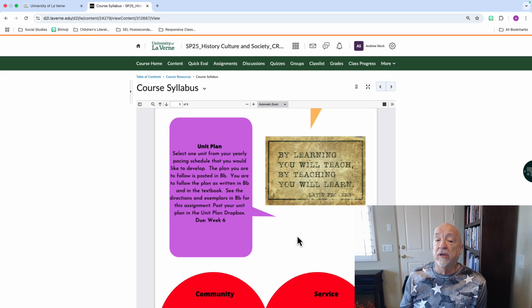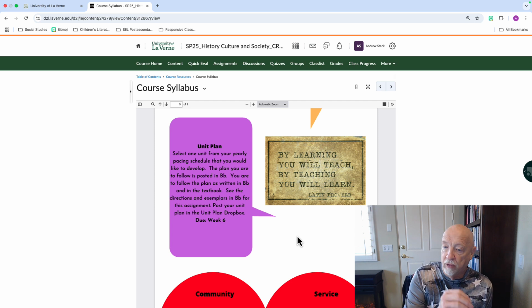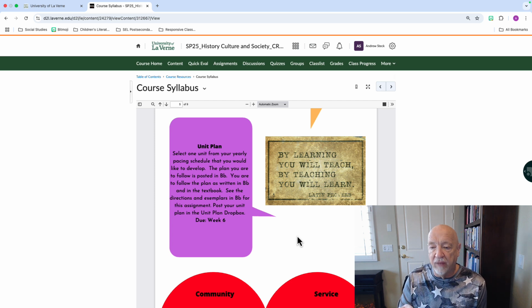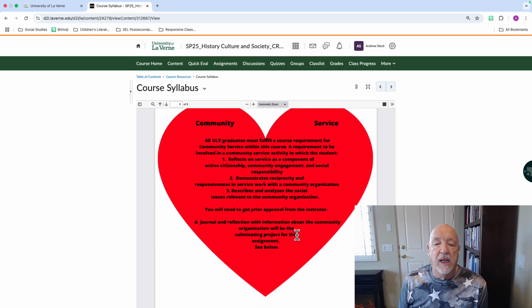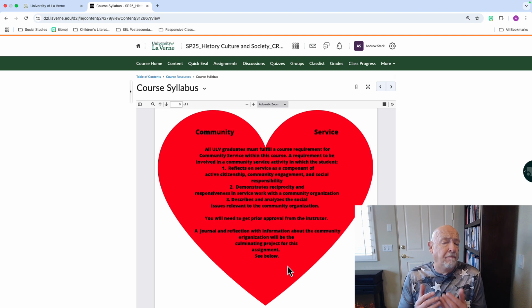You're also going to take a look at unit plans. We just talked about the annual pacing schedule. Well, now you are going to actually take one of those units in that pacing schedule and create an overview of that unit and 3 lesson plans that are sequential, or at least we'll have an early in the unit lesson plan, a middle of the unit lesson plan, and an end of the unit lesson plan, maybe a culminating lesson plan. The biggest project, or the biggest major assignment, is some community service.